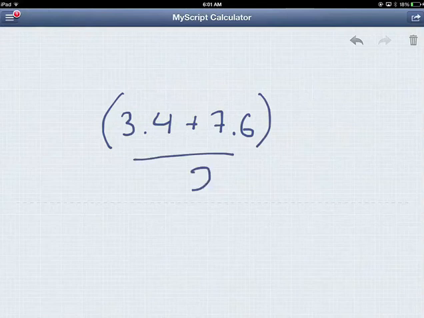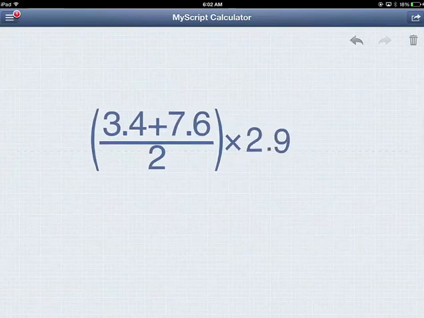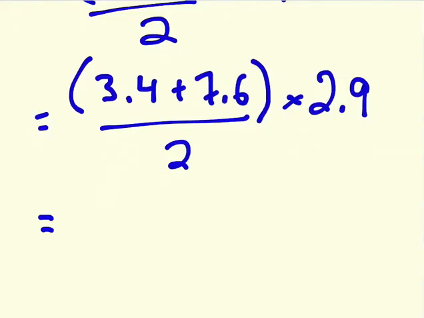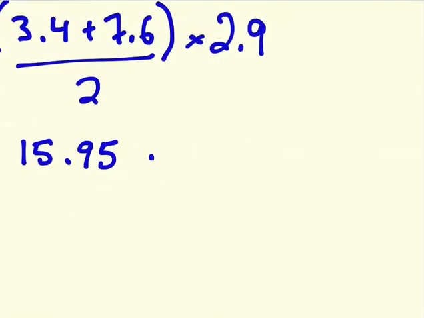Divided by 2, so the average of the bases times the height. So 15.95. And what are our units? Millimeters. So this is a little tiny trapezium.